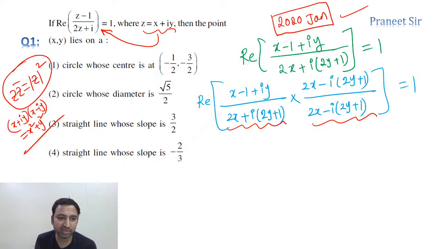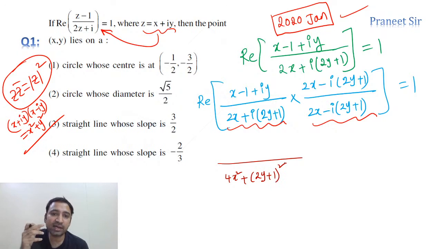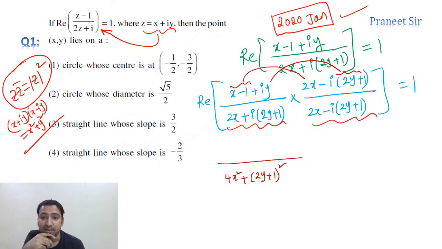We don't have any problem with the denominator. The denominator is always purely real. So if you calculate the denominator, we are getting 4x square plus (2y plus 1) whole square. So what is the numerator? Real part of the numerator. How do we get the real part, guys? Either you need to calculate real into real or imaginary into imaginary. That's what we need to do. Correct or not?